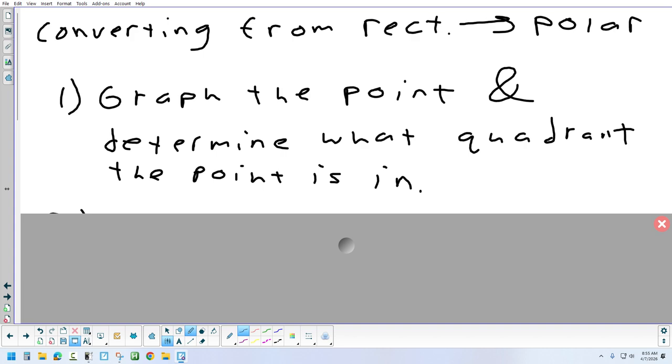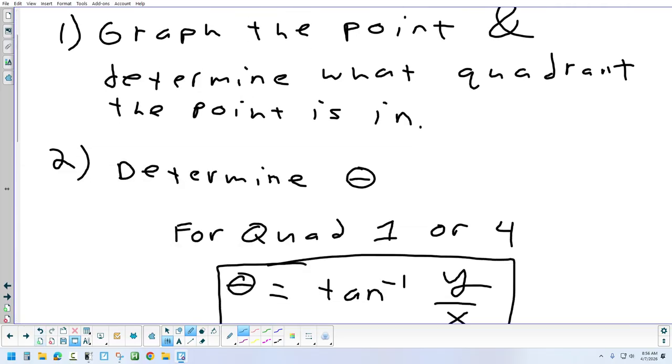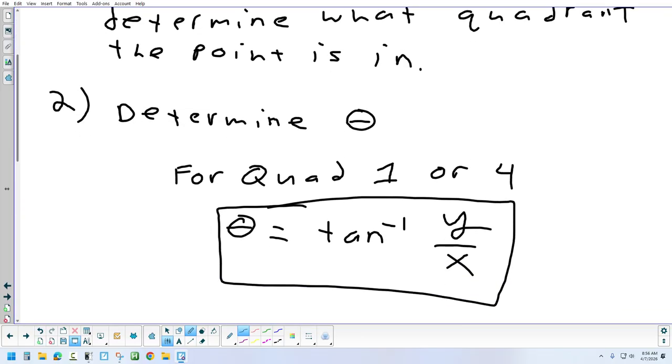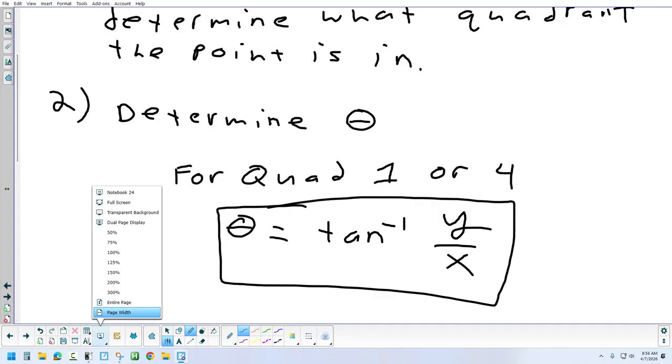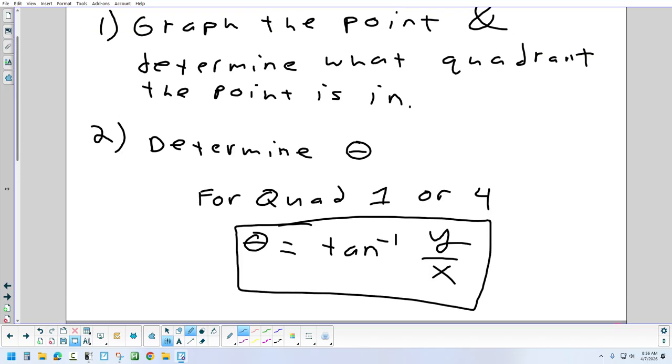All right, so the first thing we'll do is basically what I did on the other page. We're going to draw a diagram, and we're going to determine what quadrant the point is in. The quadrant is going to be important, because if you're in quadrants 1 or 4, you can use the exact formula that we just came up with. Inverse tangent of y over x.